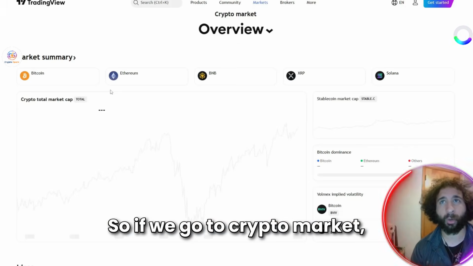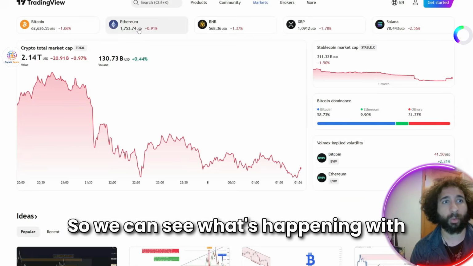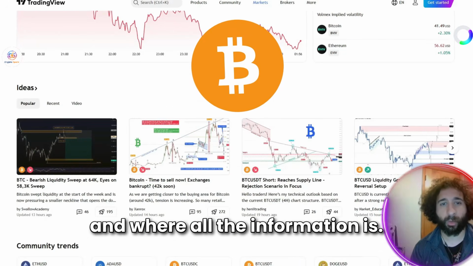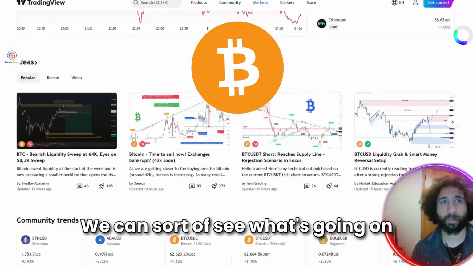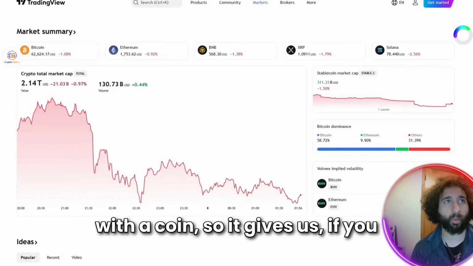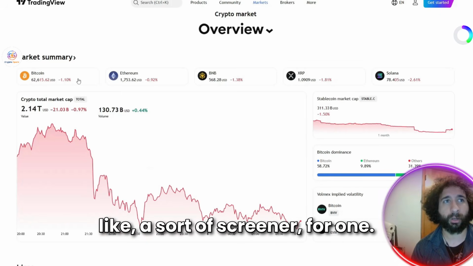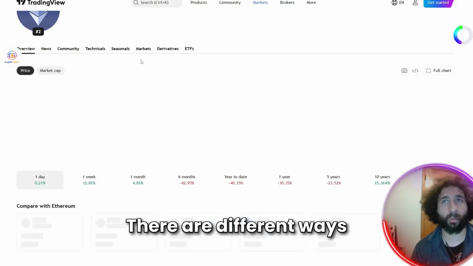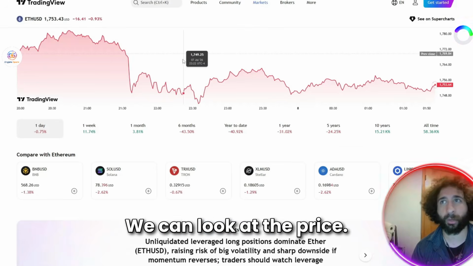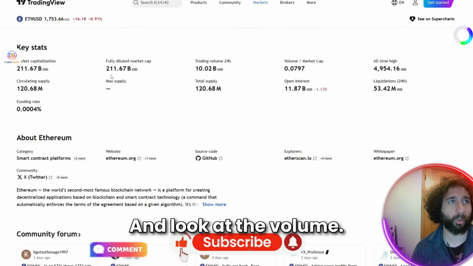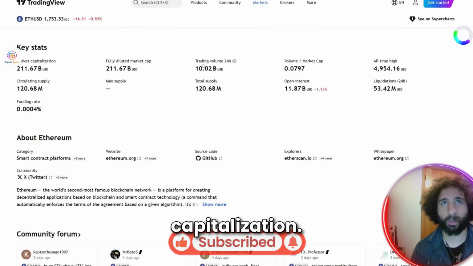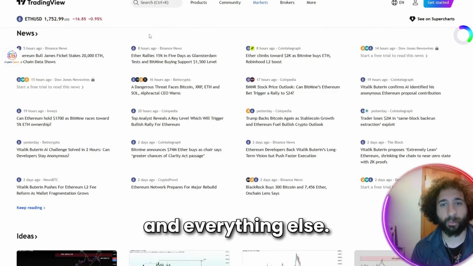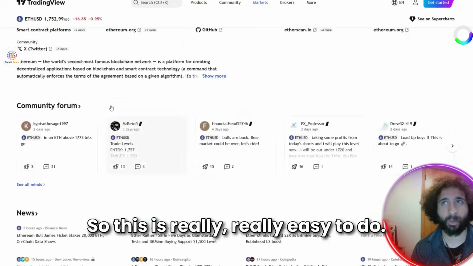So if we go to crypto market, we can get an overview. So we can see what's happening with Bitcoin, where its dominance stands, and where all the information is. We can sort of see what's going on with a coin, so it gives us, if you like, a sort of screener for one. We can do the same with Ethereum as well. There are different ways to look at this. We can look at the price, the market cap, and look at the volume. So we've got the market capitalization, the trading volume. We can see the news and everything else. So this is really, really easy to do.